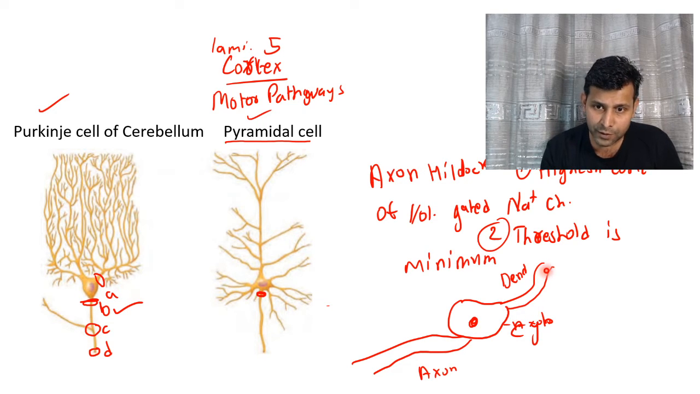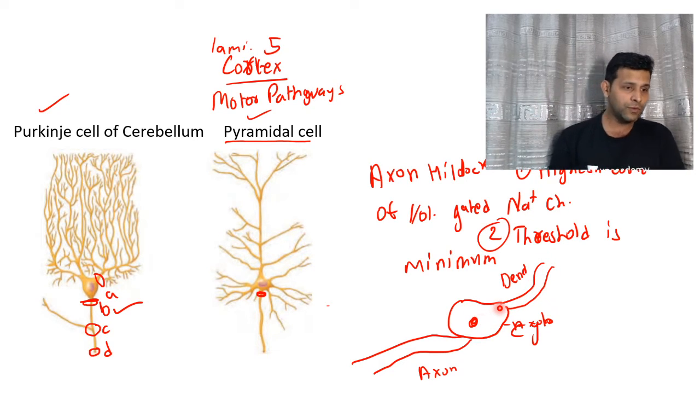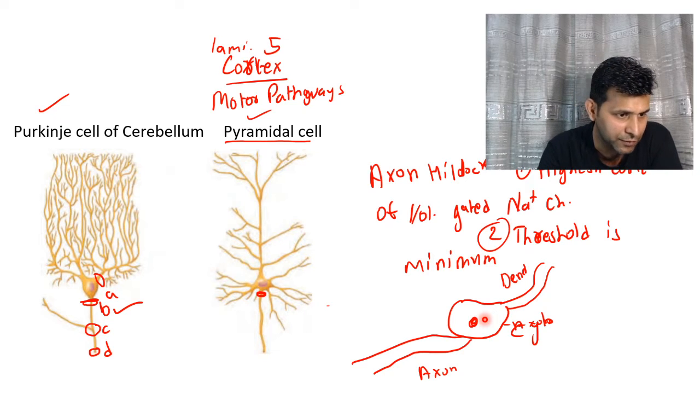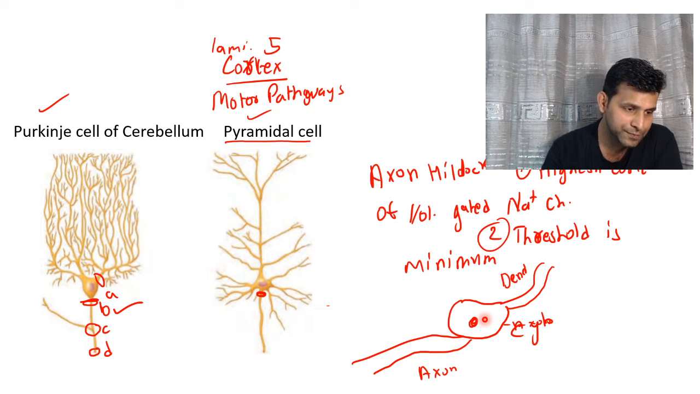The electrical current travels from dendron to cyton, and from cyton the action potential is generated in the axon. So what do we call this current which is traveling from dendron to cyton? Can anybody answer?